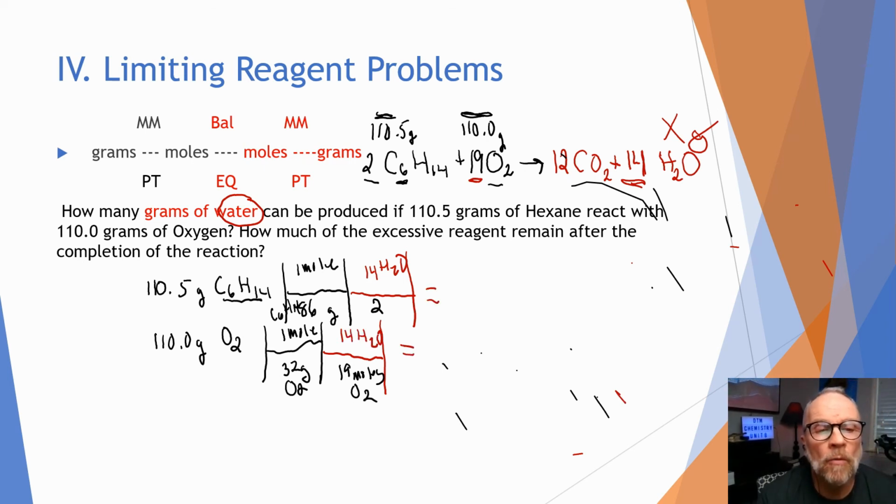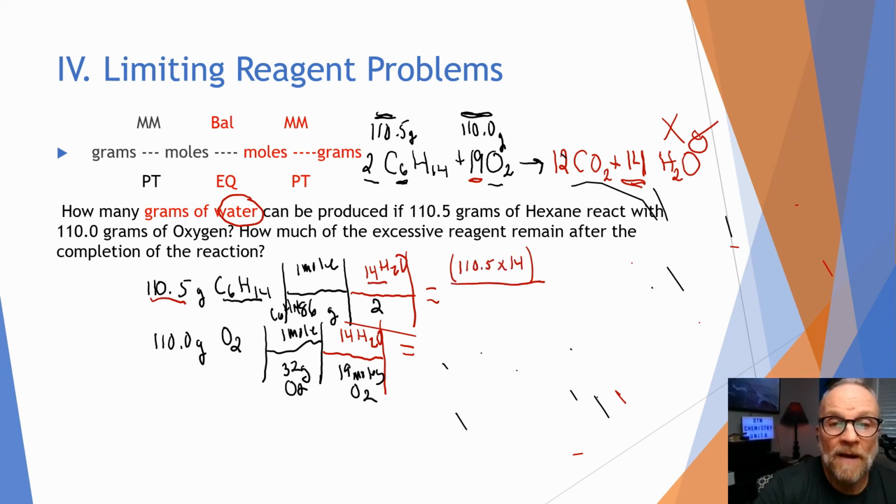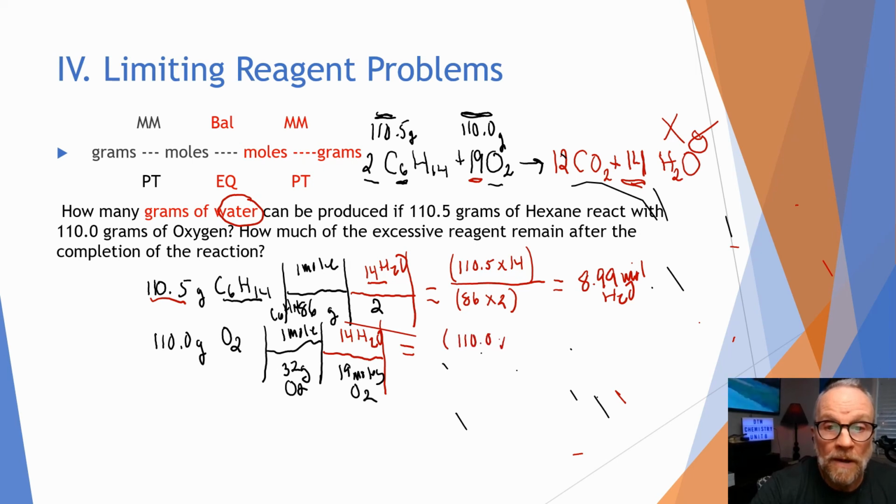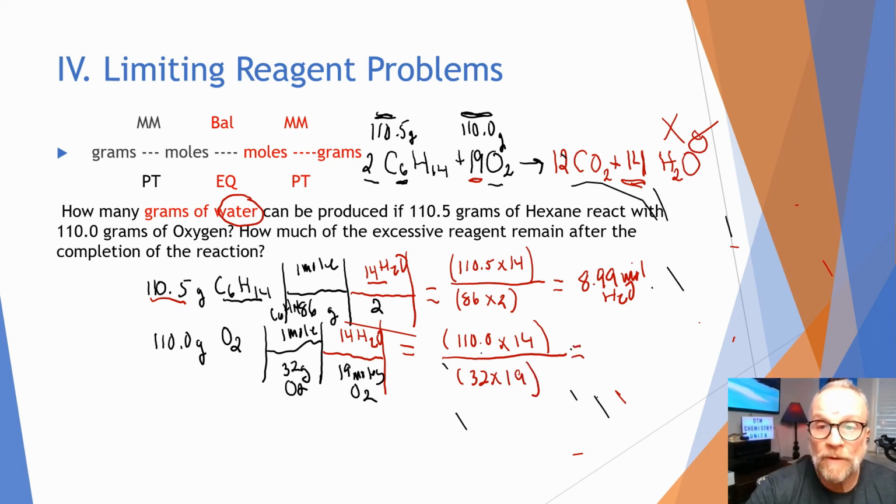Okay, so now we're going to work these just like any other stoichiometric problem that you go from grams to moles. We'll multiply 110.5 times 14, right, and divide that by 86 times 2. And here we get 8.99 moles of water. And here on the bottom it's 110 times 14 all over 32 times 19. We can already tell that that's going to be a smaller amount. And there we get 2.53 moles.